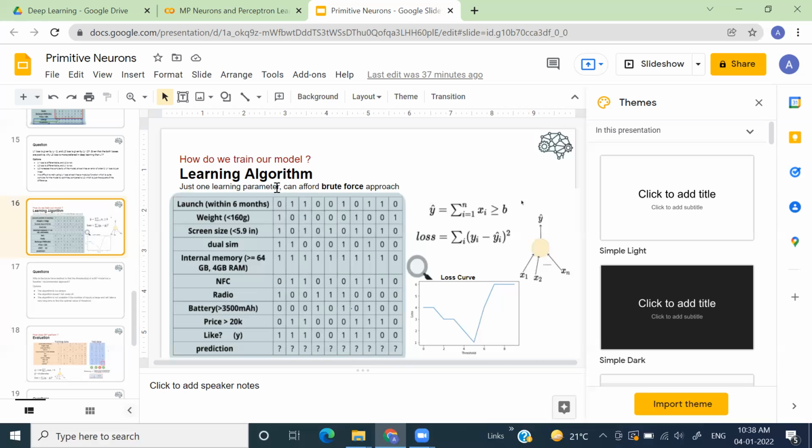Now, if somebody comes and gives you a fresh mobile specification, with data about these parameters, it's very straightforward, very simple. You just need to do the summation of the inputs and check whether it is greater than the optimal value of the threshold. If it is greater, you will like that phone. If it is not greater than that threshold, you will not like the phone. So you will be able to make predictions on new data. Is the algorithm clear to you?